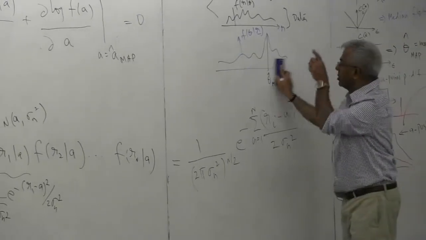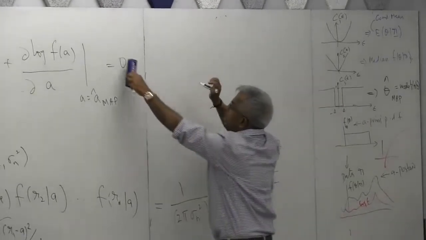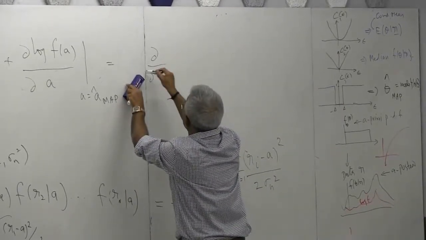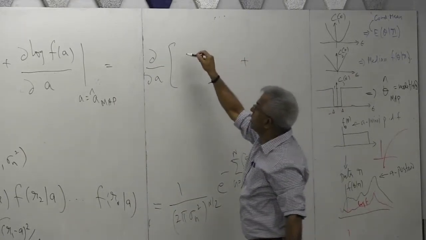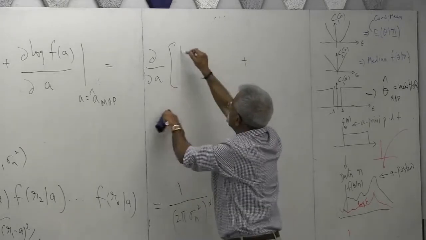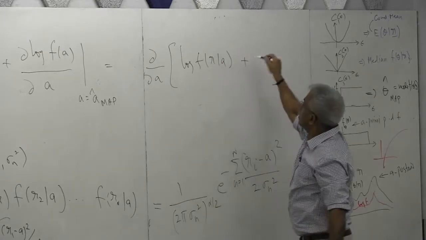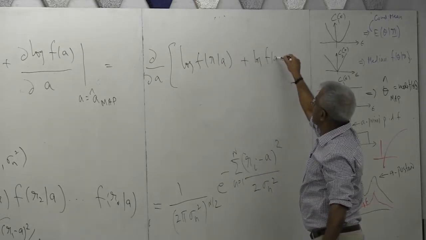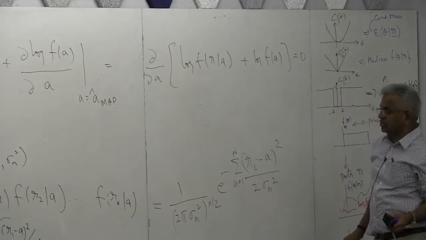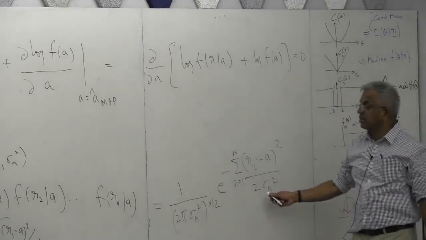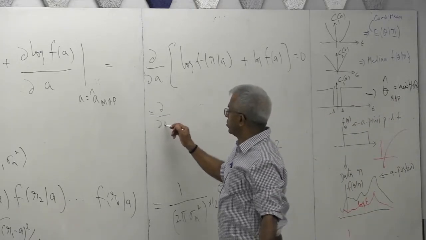So let me take the logarithm and plug it in here. Here I need to take the derivative of the two logarithms, right? So I can also write this as the derivative of the logarithm of f of R given A plus the logarithm of f of A equal to 0. dA is common. So f of R given A is here. When I take the logarithm, I will do it here. So we need to do the derivative with respect to A.